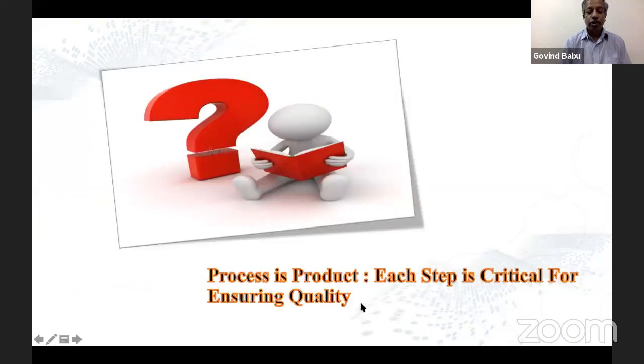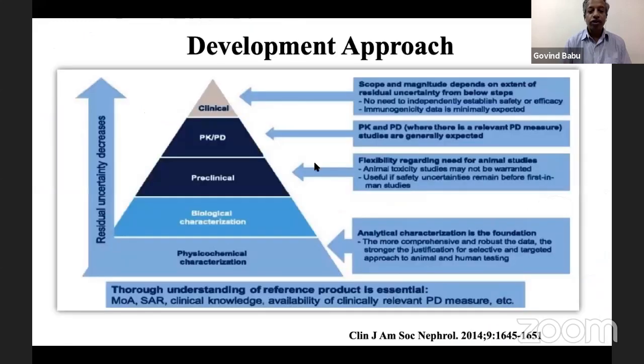So it's important that process is the product when biologics is concerned, and each step is crucial in ensuring quality of these biologics. So I'll touch upon a few of the steps that are important here. So this is the development approach for a novel drug. For a biologic, they look at the physicochemical characteristics, they have a biological characterization, there is some preclinical data, PK/PD, and then the clinical data.